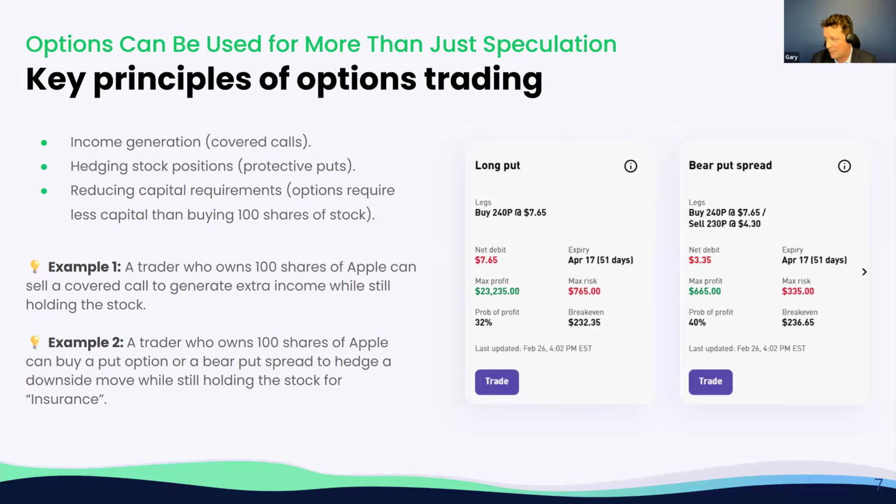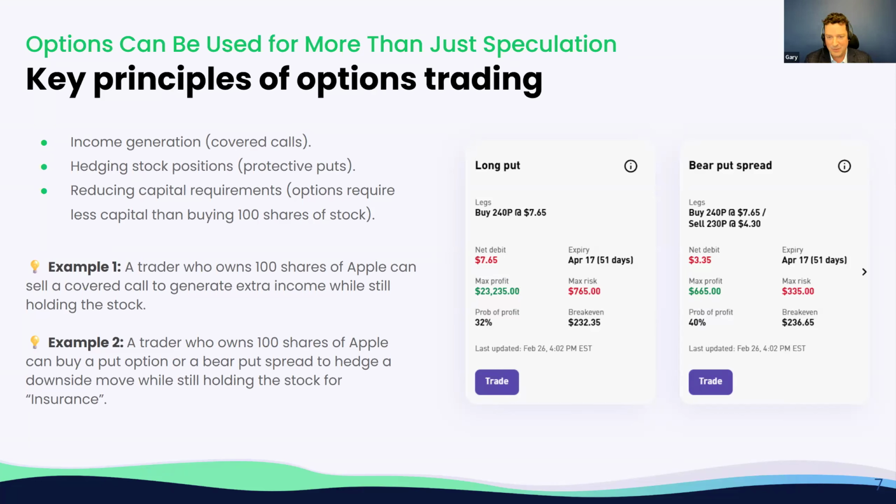But one of the most common uses of trading options, you've probably heard of, is income generation. Strategies like covered calls allow you to earn premium on stocks you already own, really helping you get paid while holding a position you already believe in. They're also powerful hedging tools. A protective put or even a bear put spread can act like insurance on your stock. It really allows you to stay invested and helps you limit the downside risk if you want to hold on to that stock.